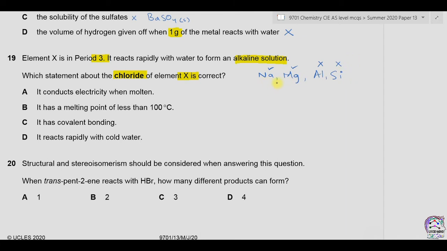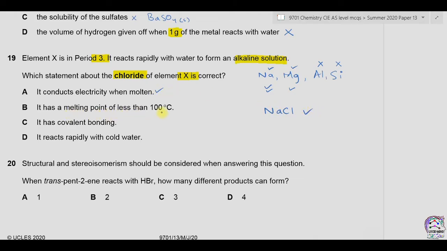Now comparing the reaction of sodium and magnesium with water, we can see that sodium reacts rapidly with water while magnesium reacts slowly. The second part of the question says which statement about the chloride of element X is correct. So it could be the chloride of sodium, NaCl. Let's find out. A. It conducts electricity when molten. So yes, sodium chloride when in molten form has free ions. So therefore it is a good conductor.